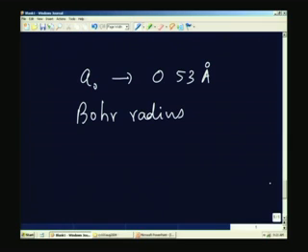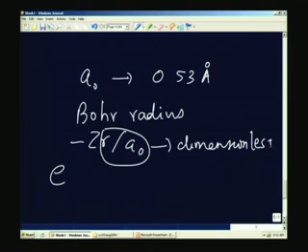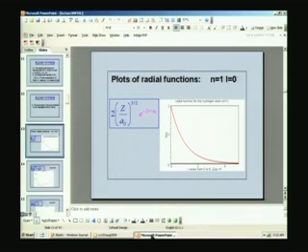Now if you look at this form, e to the minus Z r by a naught, obviously r by a naught is dimensionless, it has to be dimensionless, otherwise the exponential quantities do not make sense. So the radial function decreases with respect to r like the exponential. This is what you see in the plot here.